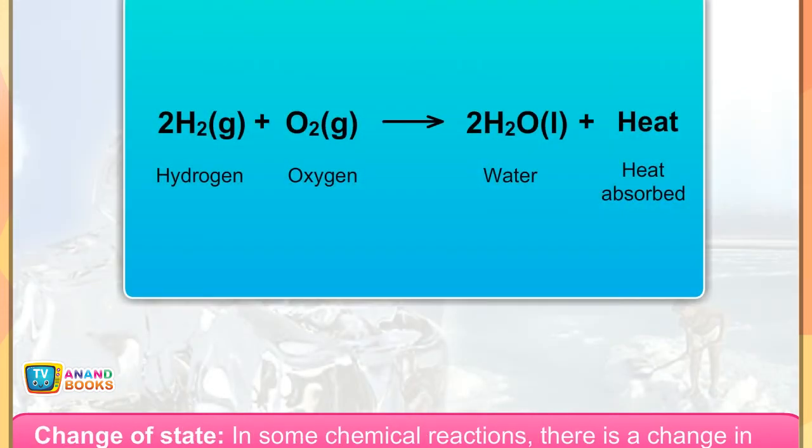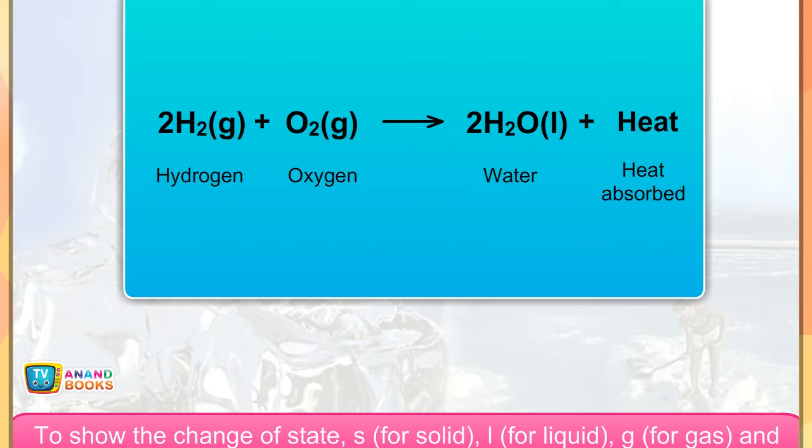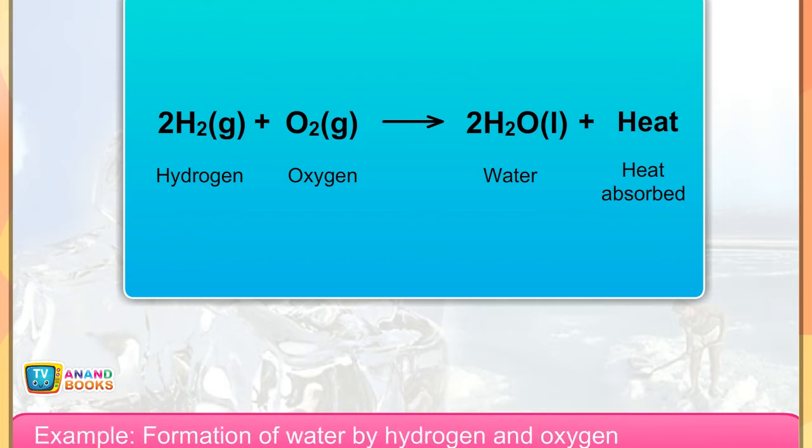Change of state. In some chemical reactions, there is a change in physical state of the reactants and the products. To show the change of state, S for solid, L for liquid, G for gas, and AQ for aqueous are written after the symbols. Example, formation of water by hydrogen and oxygen. 2H2(g) hydrogen plus O2(g) oxygen gives 2H2O(l) water plus heat absorbed.